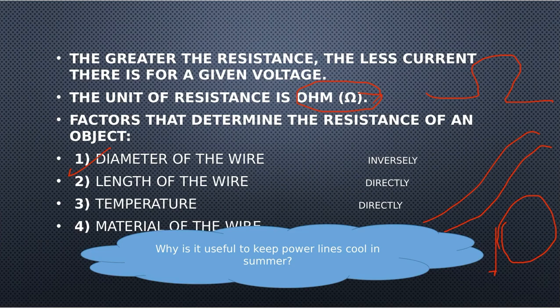The question here, why is it useful to keep power lines cool in summer? Power lines are the lines that supply electricity to certain areas. Why is it important to keep them cool, not in high temperature, especially in summer where the temperature is high? You have to make it cooler. Why? As we said, because the temperature can affect the resistance. The higher the temperature, the more resistance. But I need to make the resistance less in order to allow the charges to move freely, right? So I have to cool it down in order to decrease the resistance and allow more charges to move inside these power lines.